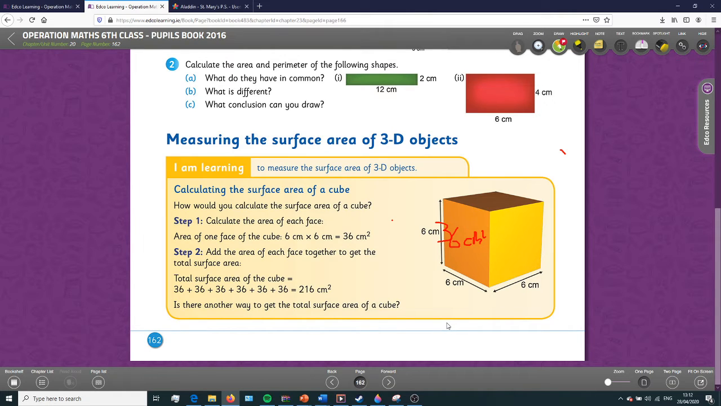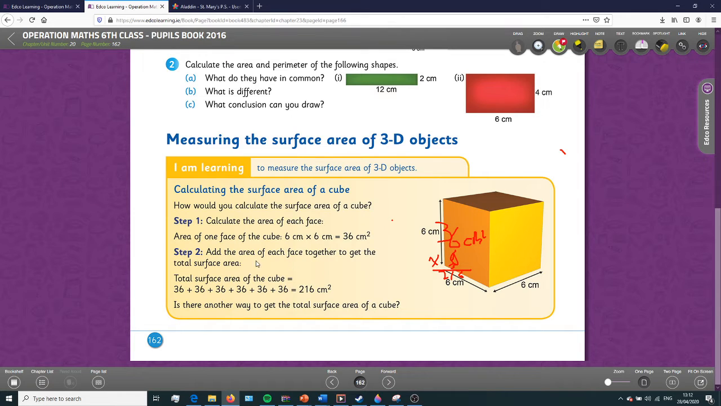Now I need to think of my 3D shape. Well, there's 6 of those squares. I'm going to multiply my answer by 6. And forgive my poor writing here, guys. 6 times 6 is 36, 6 times 3 is 18, and 3 is 21.